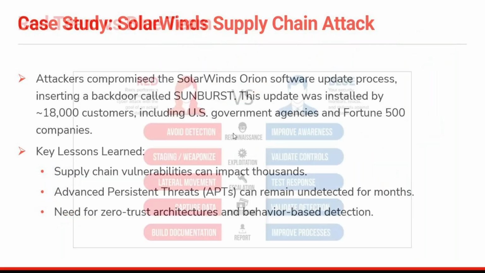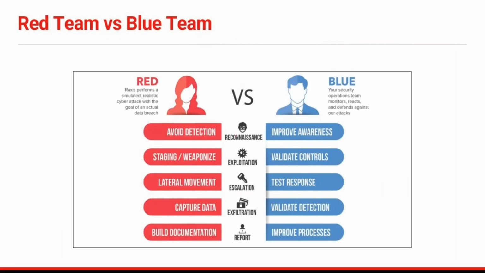Now, next thing that we have is red team and blue team, right? Red team strategies and blue team. So what does the red team basically do? They perform a simulated realistic cyber attack with the goal of an actual data breach, right? So they avoid detection. They try to stay stealthy.